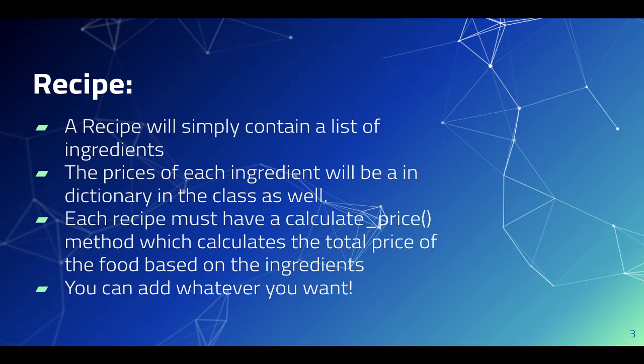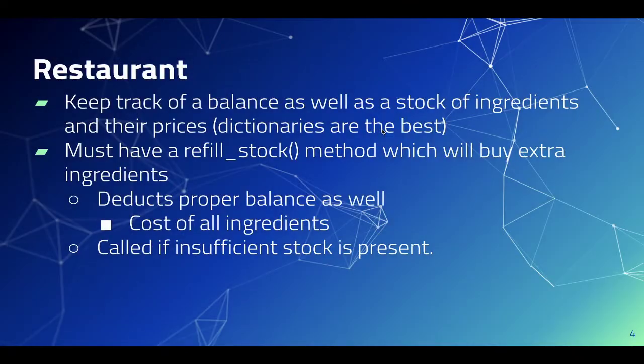Each recipe must have a method called calculatePrice, which calculates the total price of the food based on the ingredients. So this can be done using a simple for loop. And then you can add whatever you want. So we said before that this is all up to you. This is just the minimum: a list containing the ingredients and a dictionary containing the prices. Yes, you could have the prices in the list as well, but we want to utilize different data types, so we want you to use a dictionary in this case. So remember those key value pairs.